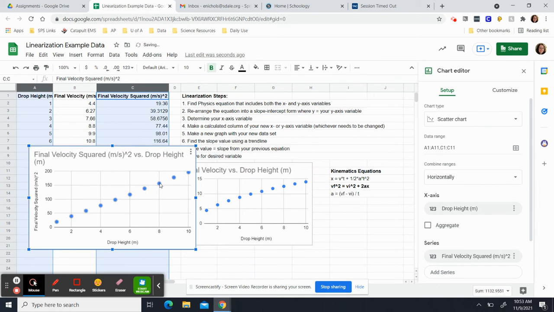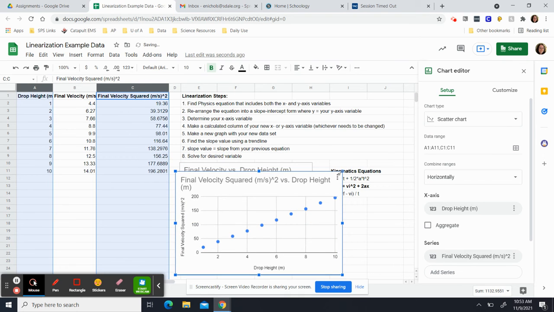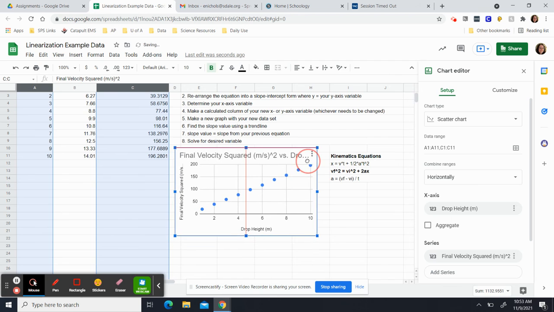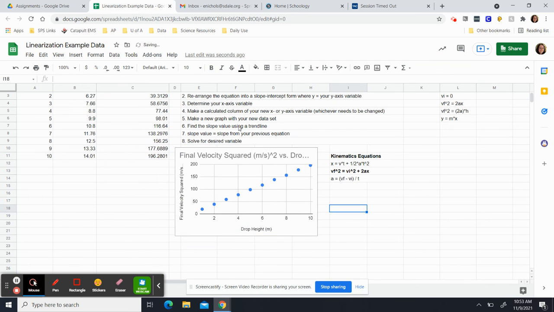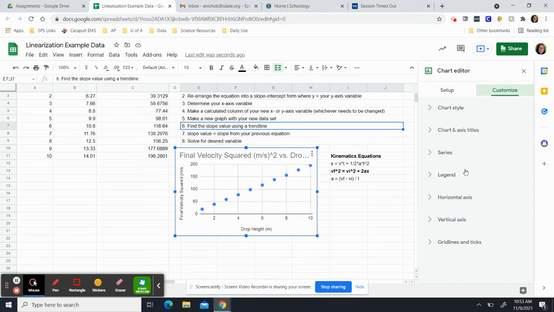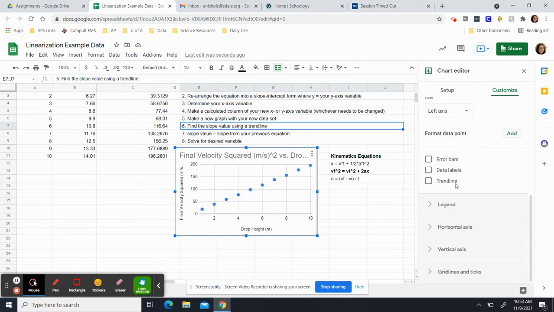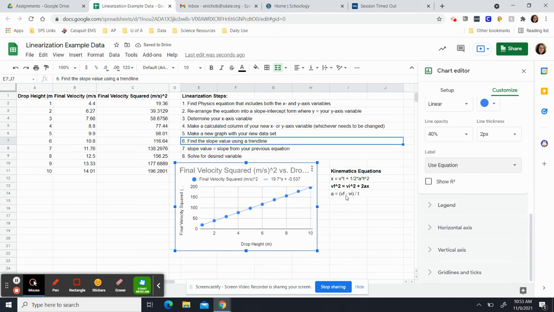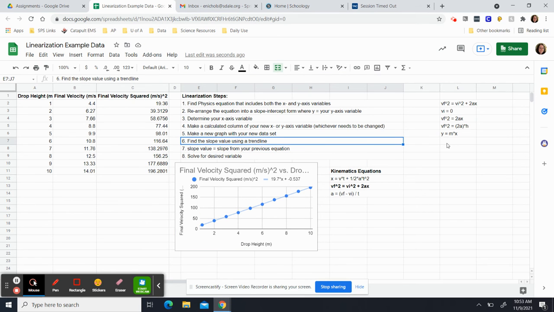I'm going to cover up our old graph since we don't need it anymore. And I do need a slope. So I need to find a slope value using a trend line. Let's edit the chart. Go to Customize, Series, Trend Line. I want a linear one now that it's a line. And I'm going to use the equation. This says 19.7. So that means I can say that my slope is 19.7.